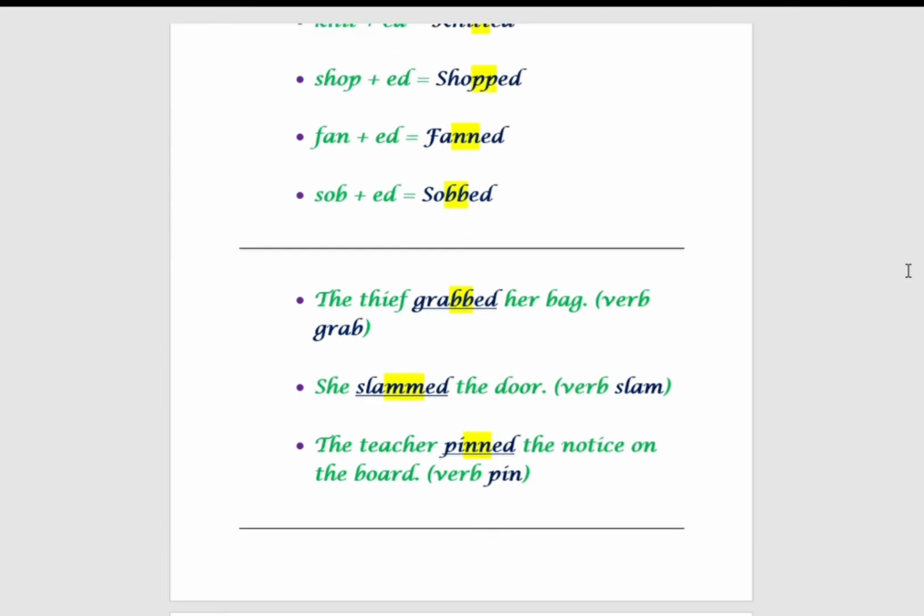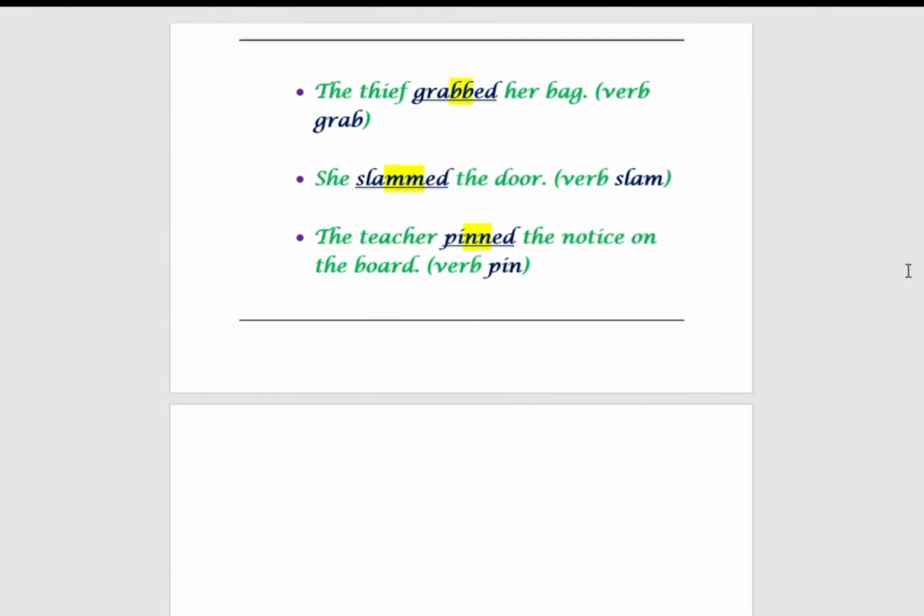And here you must note one thing, that these verbs have a single syllable. These verbs have a single syllable and they end with a consonant preceded by a vowel. Grab, slam, pin.